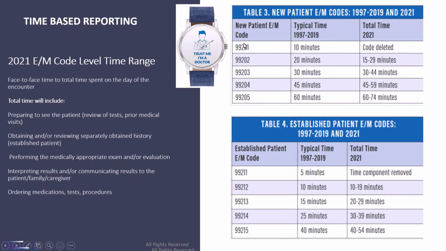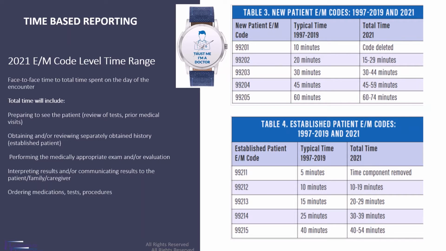For example, the first table is for new patient E&M. 99201 is reported as 10 minutes face-to-face time prior to 2021, whereas effective 2021 the 99201 is a deleted code. Next, 99202: prior to 2021 the total time reported should be 20 minutes to code 99202, whereas effective 2021 the CPT 99202 can be coded if the total time is 15 minutes to 29 minutes. Other time-based codes are listed below.